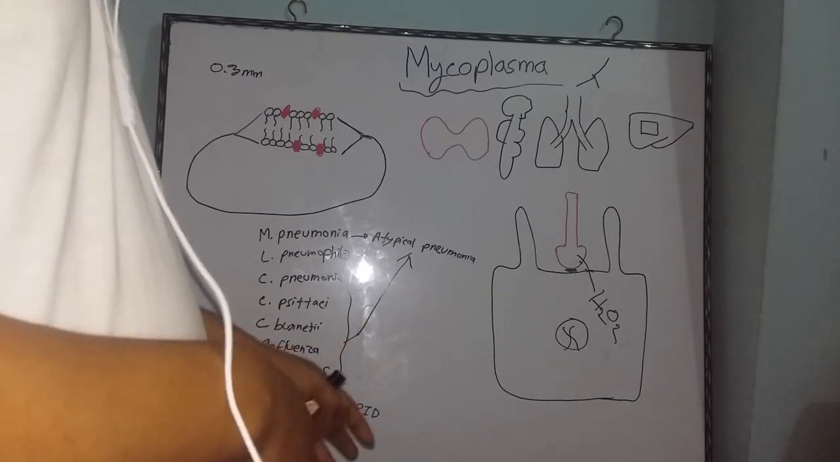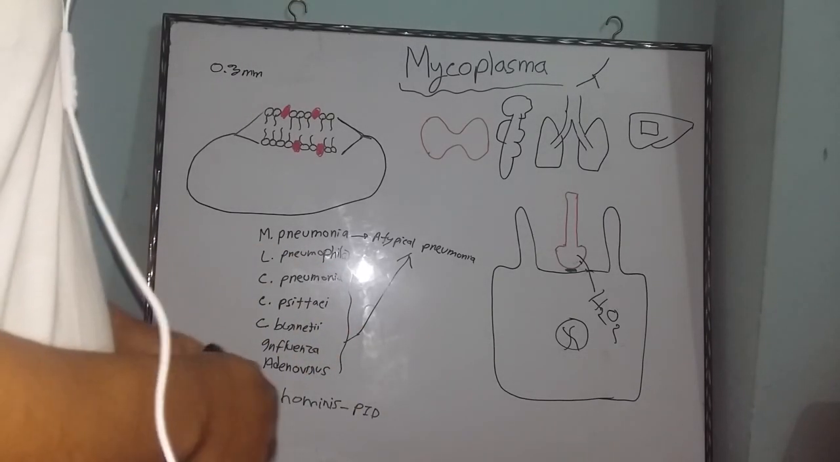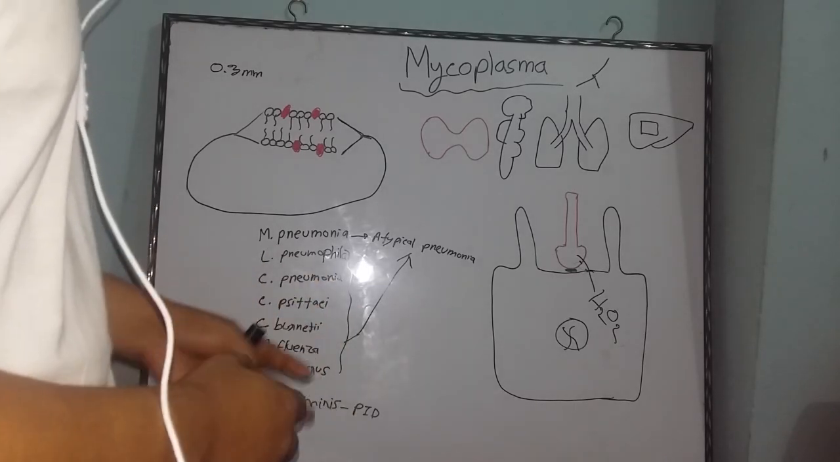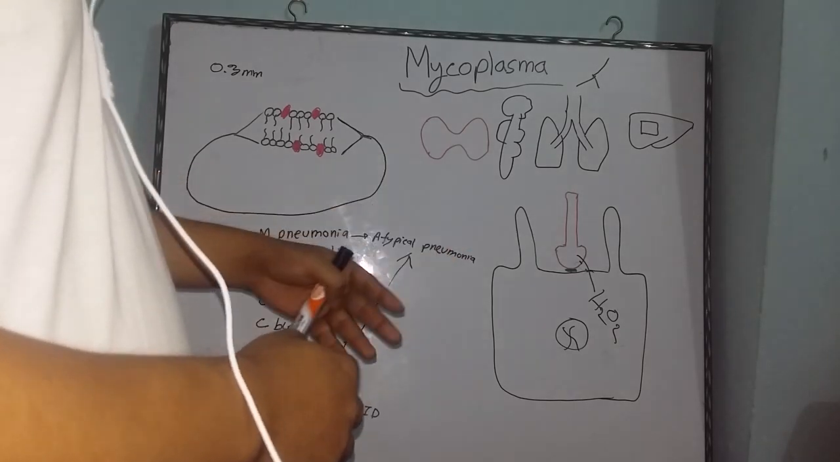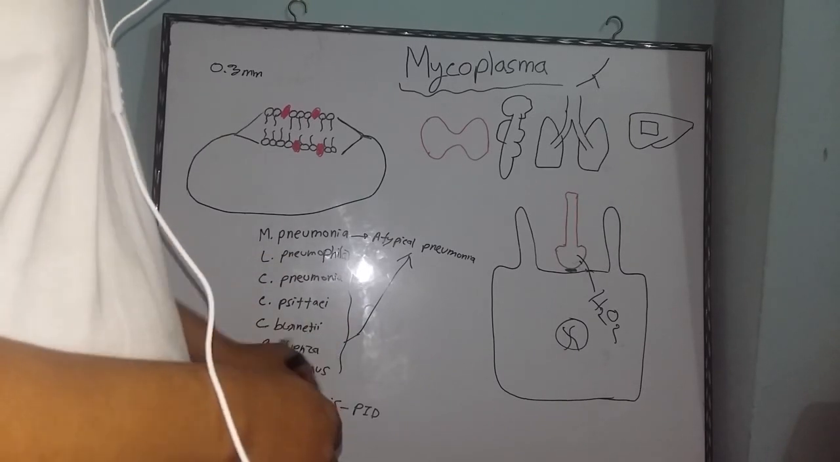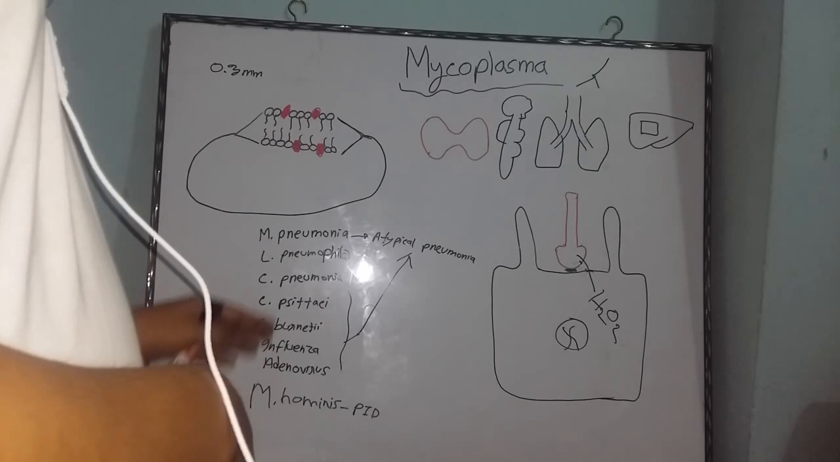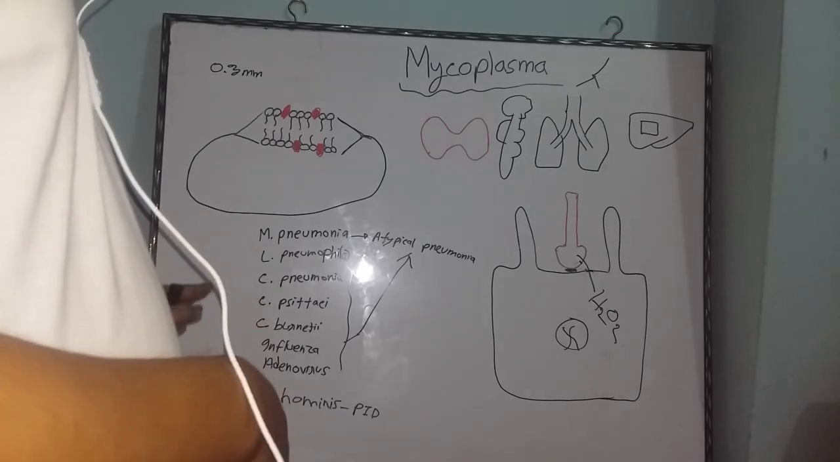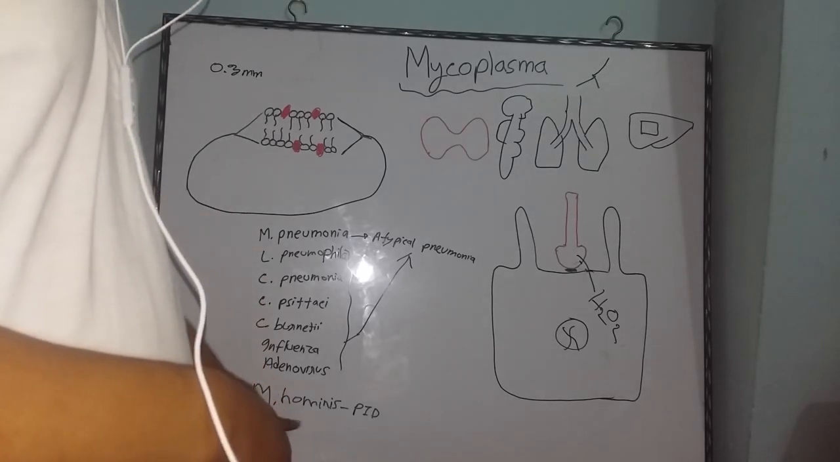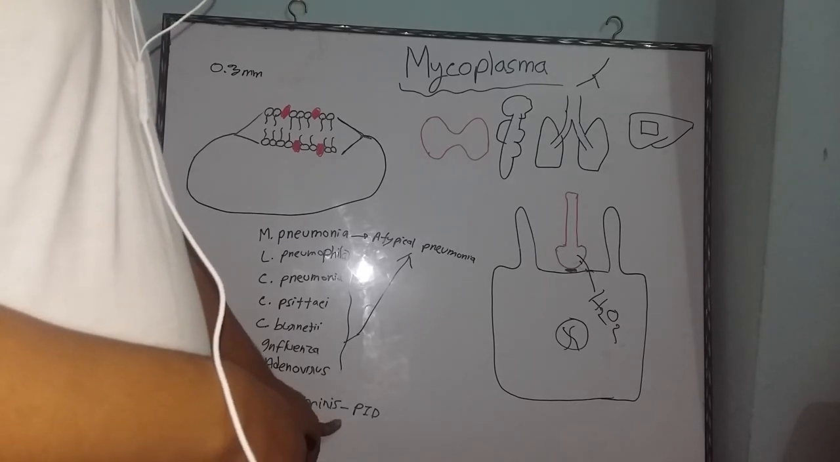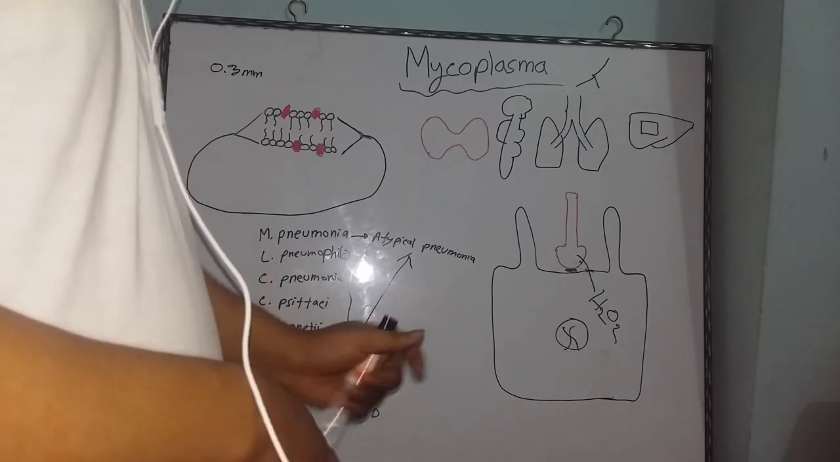Coxiella burnetii produces Q fever, and one of the important clinical features of the Q fever is atypical pneumonia, and another is hepatitis. Influenza virus and adenovirus also produce atypical pneumonia. And another mycoplasma is called Mycoplasma hominis. This Mycoplasma hominis produces a disease that is called pelvic inflammatory disease.